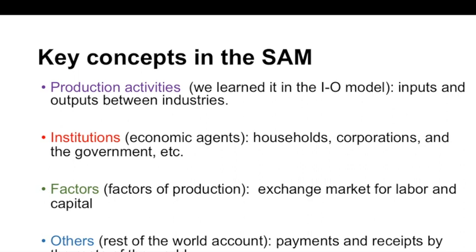The last one, we call it others. It is used to mean the rest of the world account. It records payments received by the rest of the world from the economic system. Let me emphasize that in the SAM model, as in the IO model, the sequence of accounts in rows and columns is identical, meaning that it's also an n by n matrix, and the sequence of different concepts is organized the same way for rows and columns.